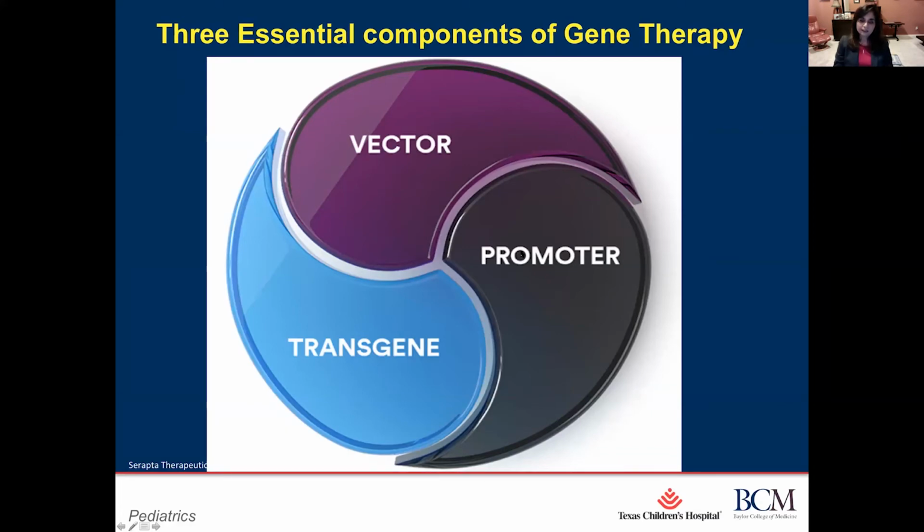The second component is the promoter, and the promoter actually tells the cell when to turn the transgene on or off. And there are some specific promoters which are selective, more specific for certain types of tissues, like muscle fibers, skeletal muscle, cardiac muscle, or diaphragm. And then the third component is the transgene. So the transgene is, as I said, microdystrophin.